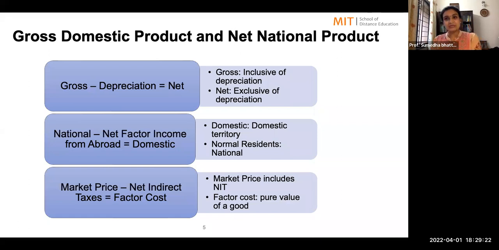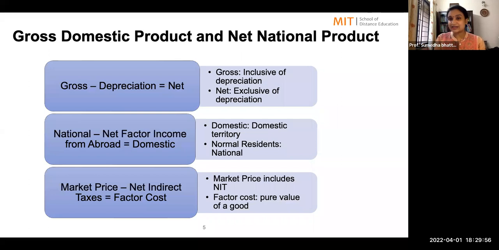Now, when I sell it in the market, it may either fetch a higher price because of the indirect tax imposed by government. So when I sell it in the market, it becomes 12 rupees. Or if government gives a subsidy to me, that means it covers a part of my cost of production, the price may go down and I'll be able to sell it in the market maybe for 8 rupees, right? So when we are calculating national income, we have to take it in its pure value.